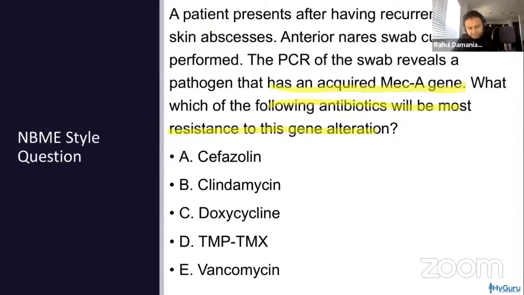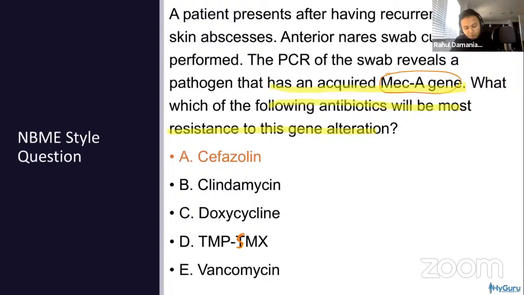Okay. We got a lot of different answers. When you're thinking about this question, think about this mecA gene. And what the mecA gene confers is going to be a penicillin-binding protein resistance. And so you are going to be thinking of cefazolin as the antibiotic that is going to be most resistant to this gene alteration.